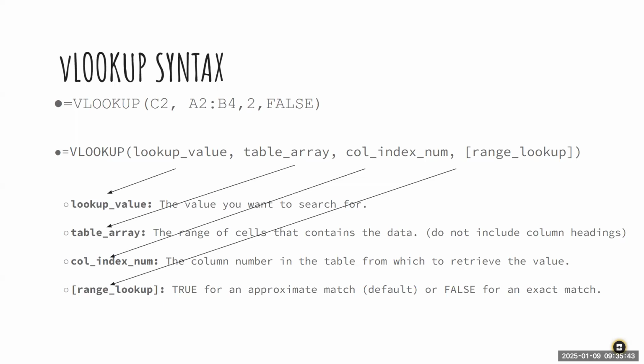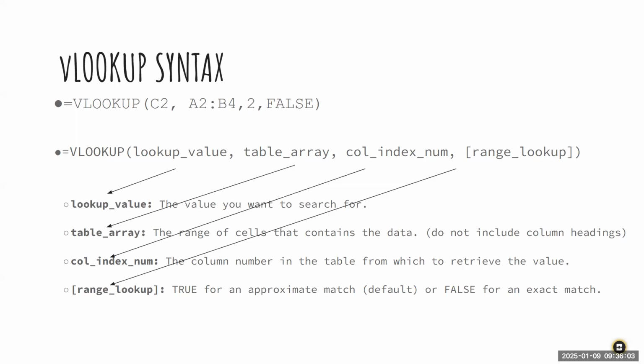This should not contain any column headings. So if you have column headings at the top for first name, last name, student ID, address, whatever it might be, you do not want to include those words in the range. Also, the first column of your range has to have that unique identifier.